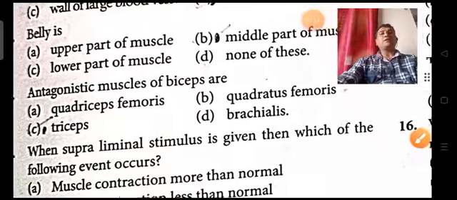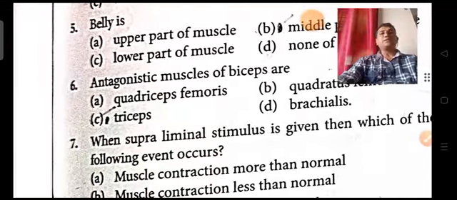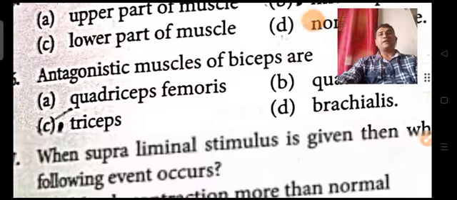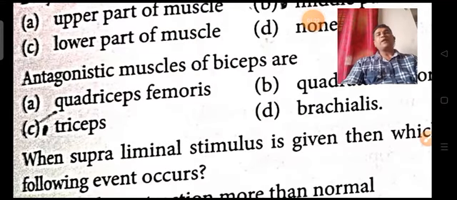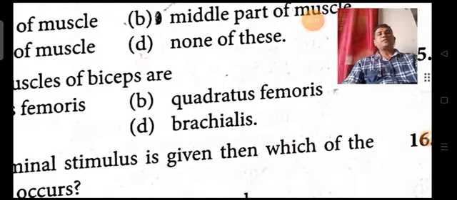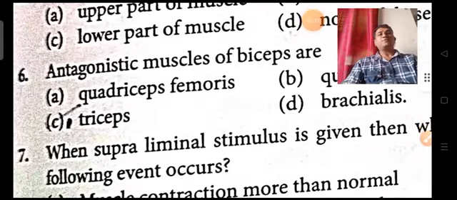Next, antagonistic. Antagonistic means acting against or in opposite to. The antagonistic muscles of the biceps are: quadriceps femoris, quadratus femoris, triceps, and brachialis.